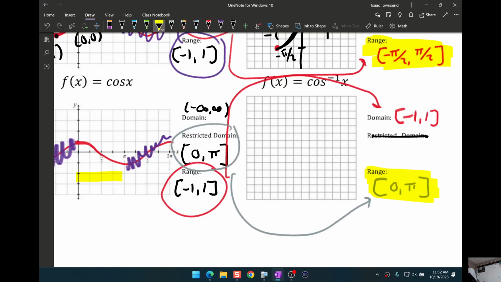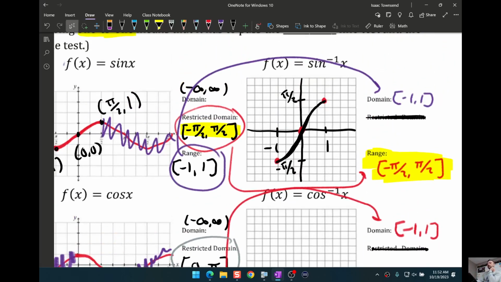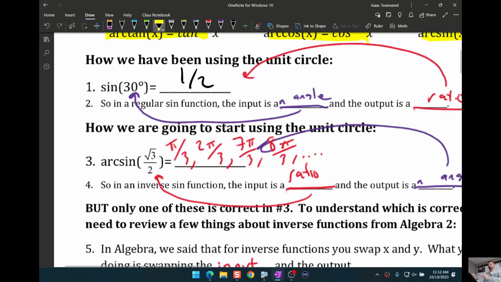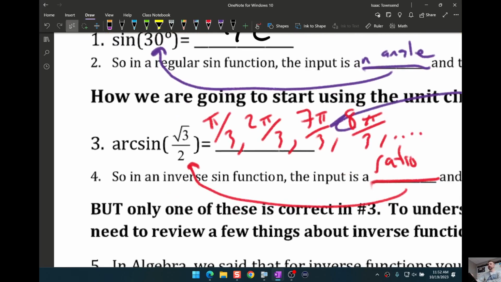Sorry, I moved on a little too quickly from sine. You need to see why this is important. So with inverse sine, his range is negative pi over 2 to positive pi over 2. That's the only output y values that he has that exist. So if we go back to question number 3, which of these angles is within his range?